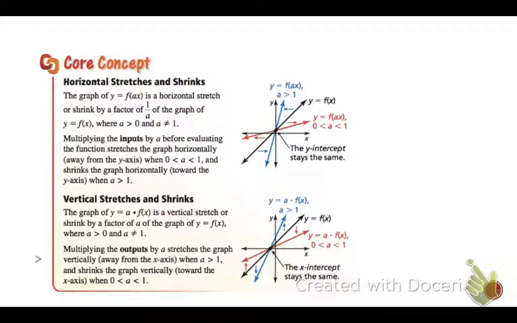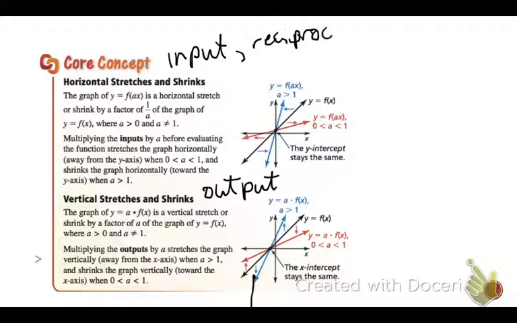for stretches and shrinks, for horizontal stretches and shrinks, it is just the inputs that are multiplied. But for vertical, it is the entire output, what the entire function equals. And remember, with horizontal, we use the reciprocal factor. So if it says a stretch by a factor of 2, you're going to use a half. But for a vertical stretch or shrink, you just use the given factor.